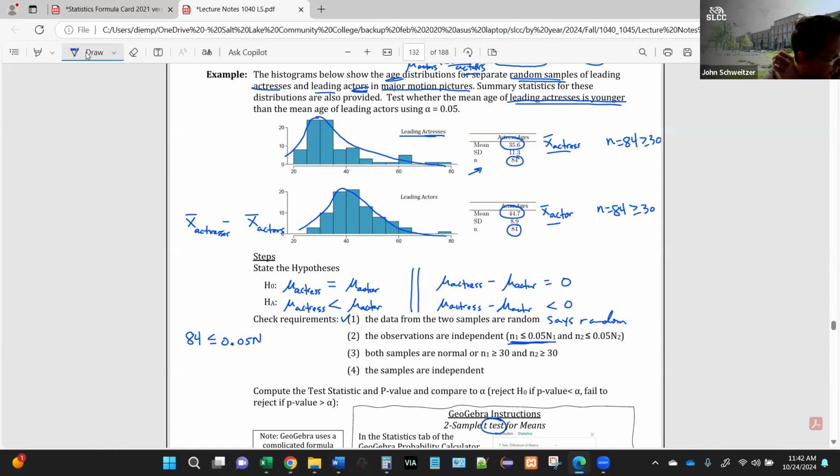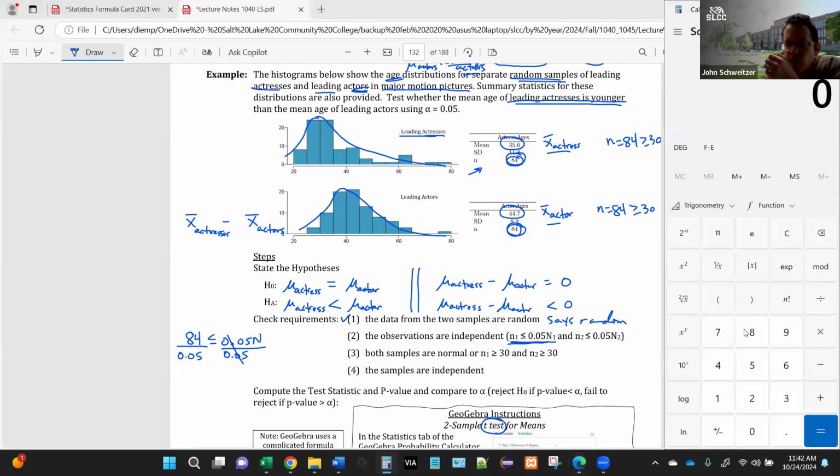So we'll let the first group be the actresses and the second group be the actors. Because both sample sizes are the same, they're both 84, typically we'd have to check it twice for both of the samples, but it's the same size. So we'd end up with the same calculation for the male actors as well, so we just have to do it once here. So we divide that out. 84 divided by 0.05 is 1680.